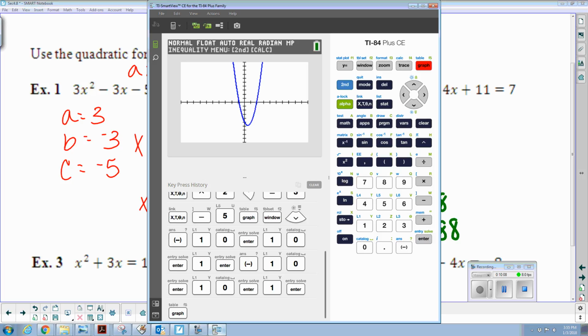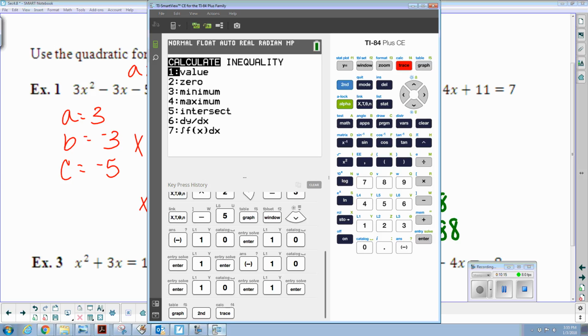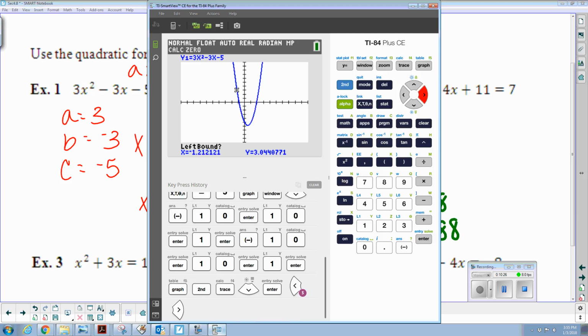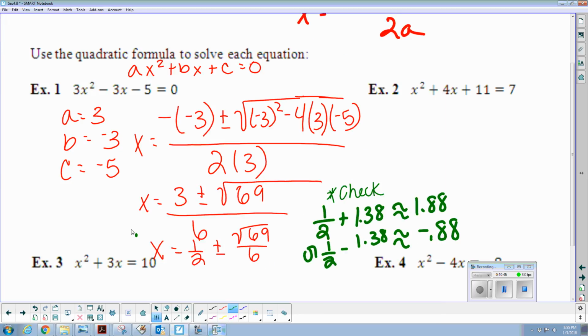And so we did this in the last lesson or maybe a couple lessons ago, but you want to press the second and then the calc button and scroll down to zero. We're looking for our zeros. And then it asks you for the left bound, so make sure your cursor is on the left-hand side of your zero, which is where it intersects with the x-axis. And enter. And then it asks for your right bound. So scroll somewhere on your graph that is on the right-hand side of your intercept. And hit enter. And it'll say y is 0 and x is negative 0.88. Okay, so that's one of our answers.